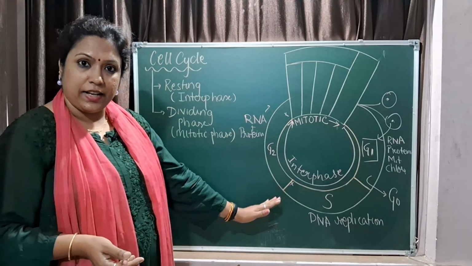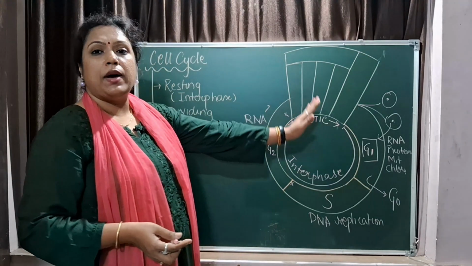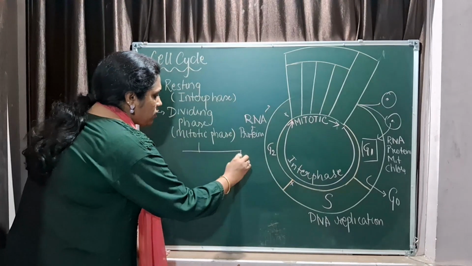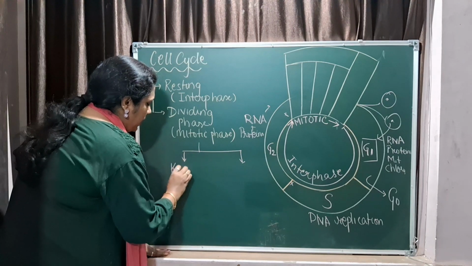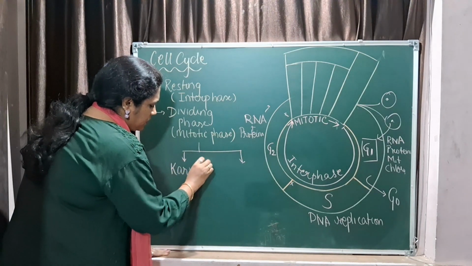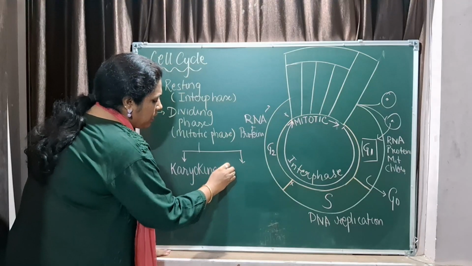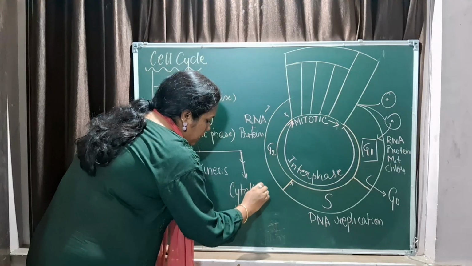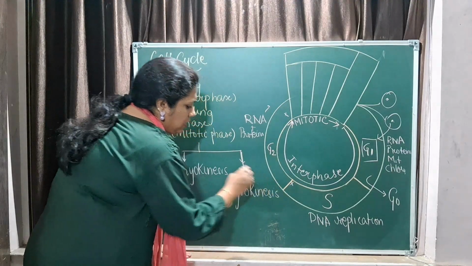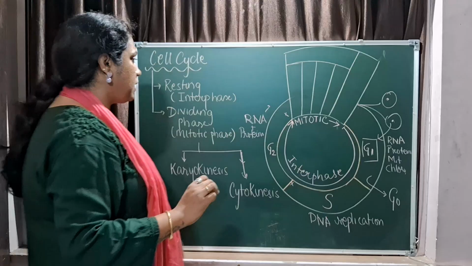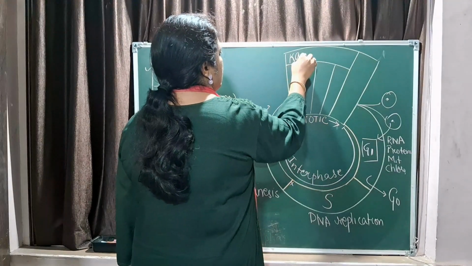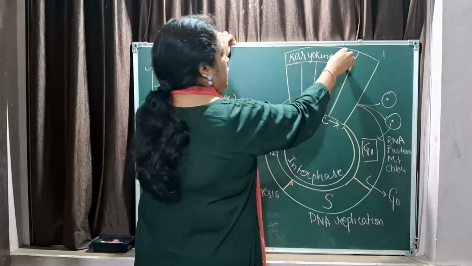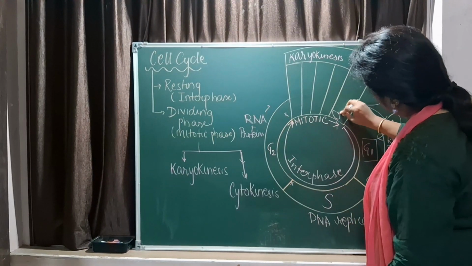Now after the cell is ready to divide, it undergoes the mitotic phase or the M phase. The mitotic phase has got two divisions. One is karyokinesis, that is the nuclear division, followed by cytokinesis, that is your cytoplasmic division. Is that clear? So, now what happens in karyokinesis? This phase is the karyokinesis and followed by you have cytokinesis.